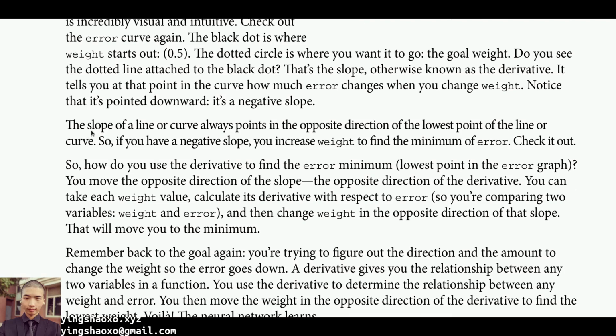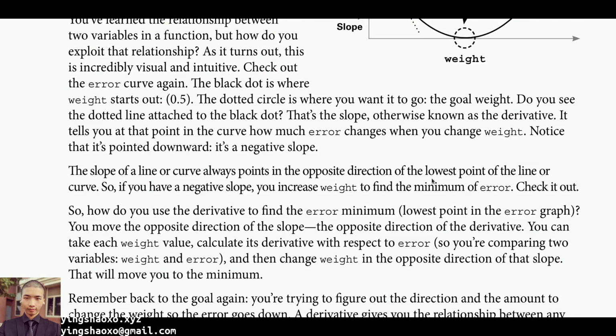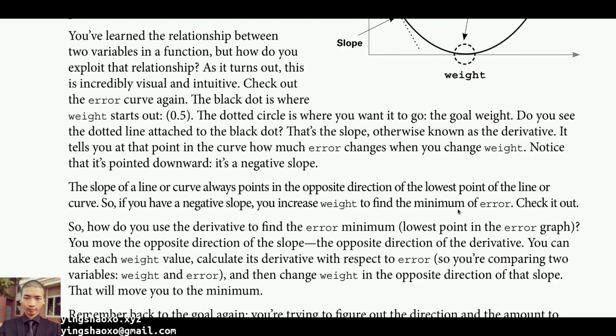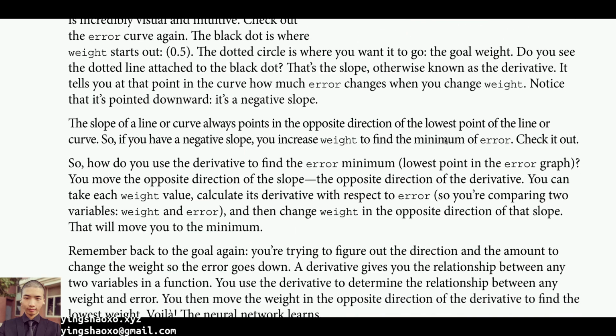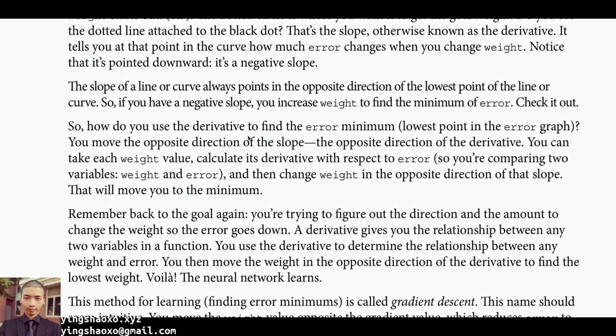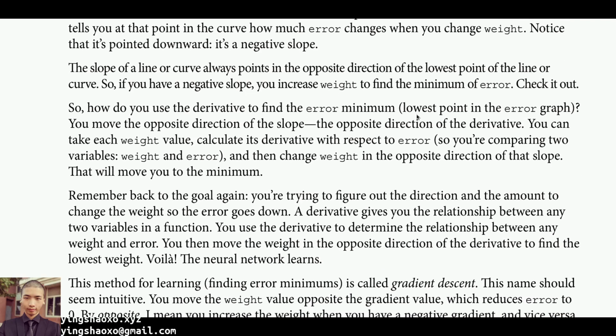Here, the slope of a line or curve always points in the opposite direction of the lowest point of the line or curve. So if you have a negative slope, you increase the weight to find the minimum of error. Check it out. So how do you use the derivative to find the error minimum, the lowest point in that error graph? You move the opposite direction of the slope, the opposite direction of the derivative.